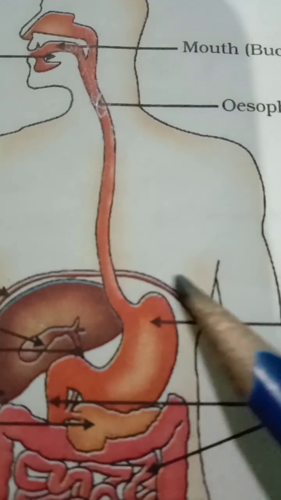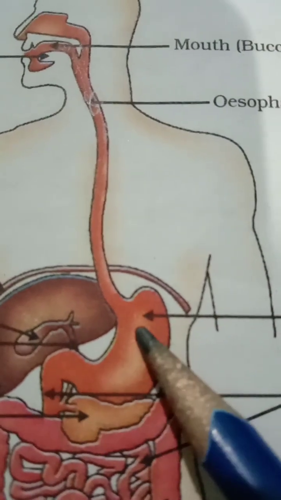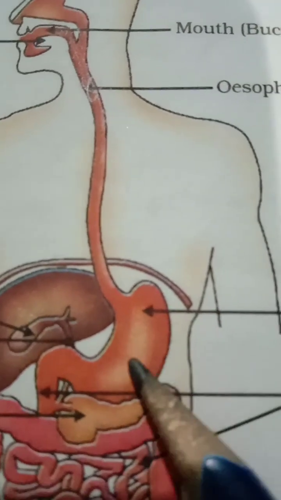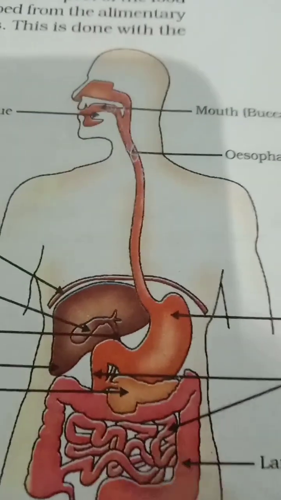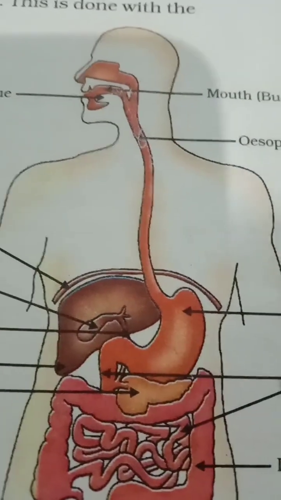So from the stomach, what all is coming? HCl, mucus, pepsin. Got the idea? Now our food material is called chyme.